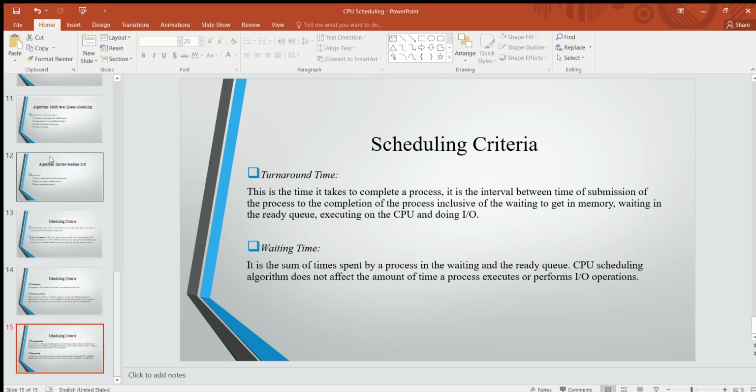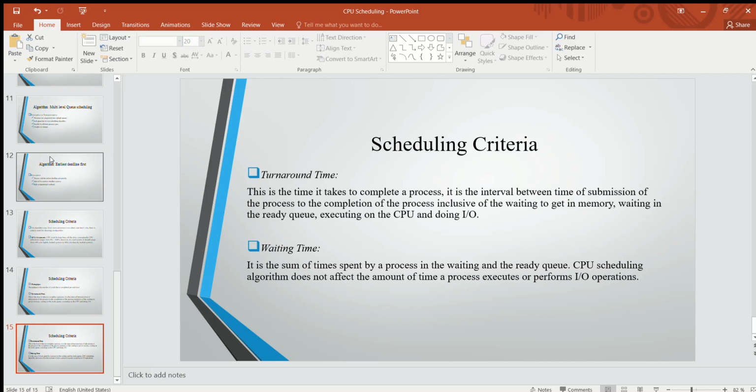Then you have waiting time. Waiting time is the sum of time spent by a process in the waiting and ready queue. So the CPU scheduling algorithm does not affect the amount of time a process executes or performs its I/O operations.